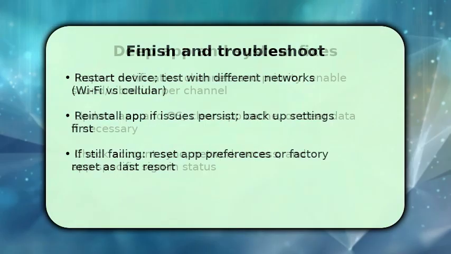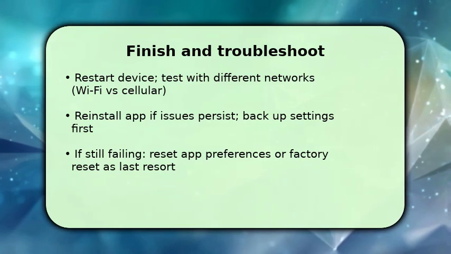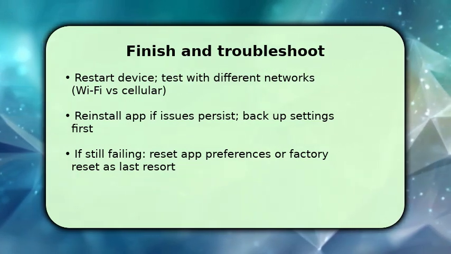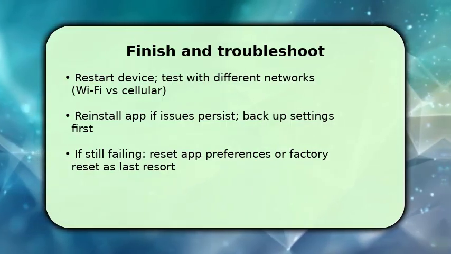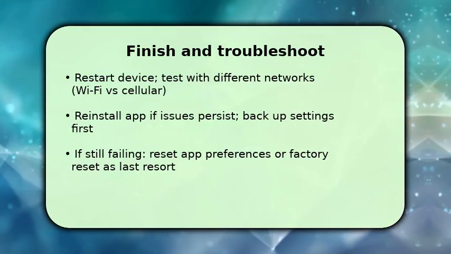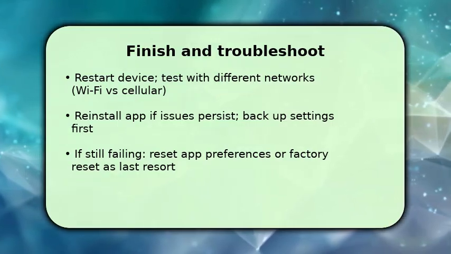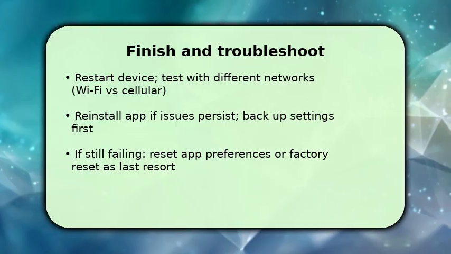Finish by restarting the device to apply changes and test notifications again on Wi-Fi and cellular networks. If problems persist, uninstall and reinstall the app after backing up any local settings. A fresh install often restores notification behavior.